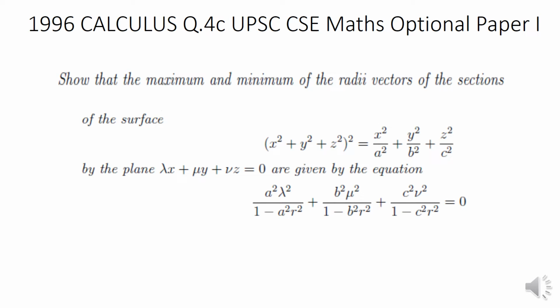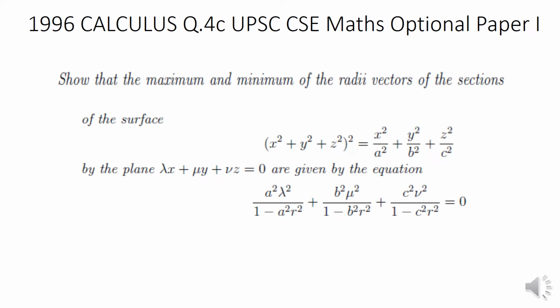In this video, question 4C of 1996 Calculus, UPSC CSC Maths Optional Paper 1: show that the maximum and minimum of the radii vectors of the sections of the surface, by the plane lambda x plus mu y plus nu z equal to 0, are given by this equation.